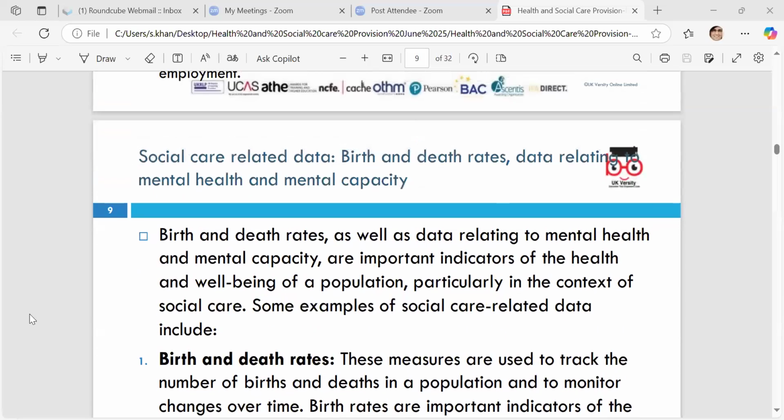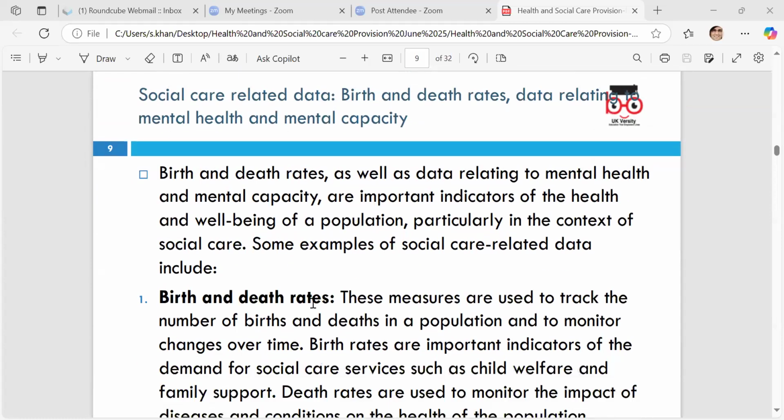So we're just looking at social group care related data, birth and death rates, data relating to mental health and mental capacity. Latifa, I will be asking a few questions, and you can get the recording of this on Moodle later, okay? Okay, please, can you send it on WhatsApp too? No, I think they have to upload it onto Moodle. Okay, all right, thank you. They'll have to do it and then they send it to you, okay? All right, so thank you.